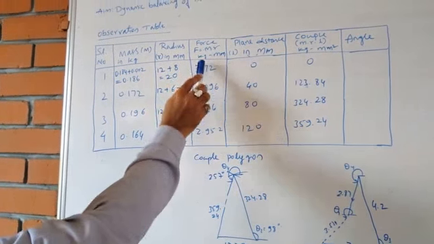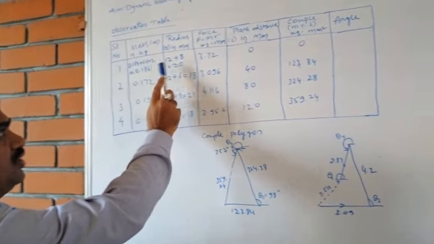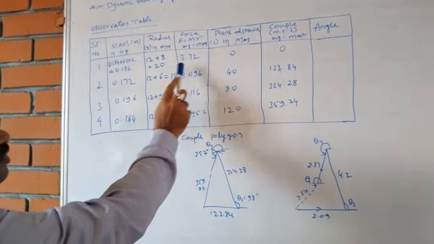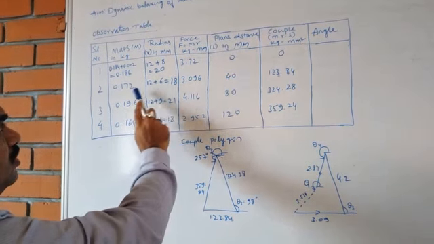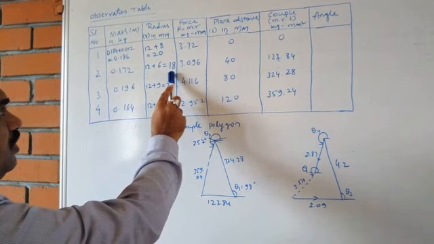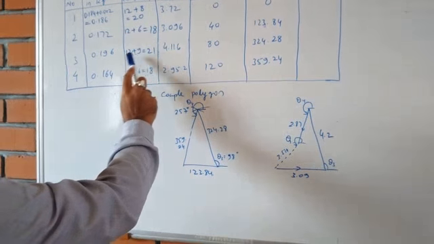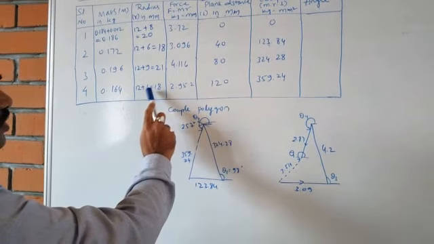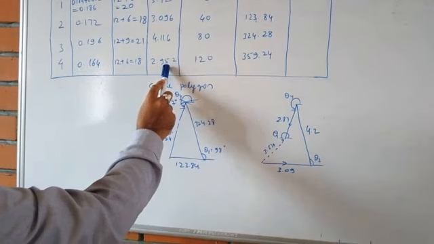Next we have a force. Force is the product of mass and the radius. Multiplying 0.186 with 20 we get 3.72 kg mm. Similarly 0.172 multiplied with 18 gives 3.096 kg mm. Similarly we get 4.116 kg mm and 2.952 kg mm.